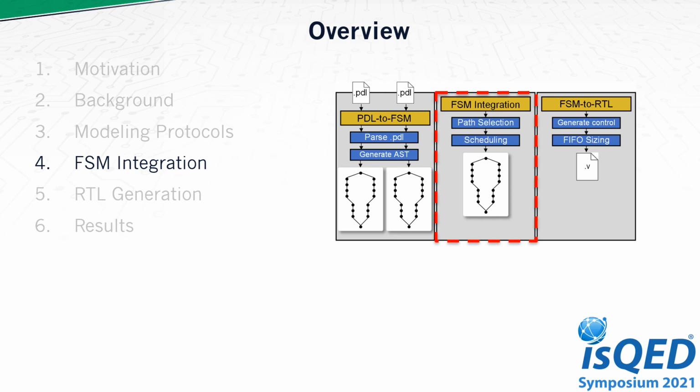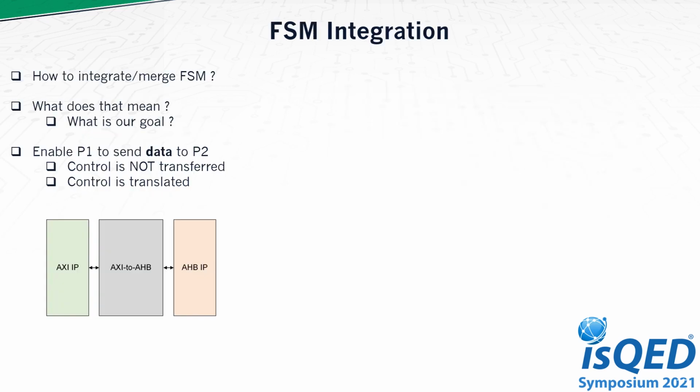So this brings us to the finite state machine integration part of the flow. Now that we have a method to generate models of our protocols, we can develop algorithms to take these data structures and synthesize a translator. So how can we integrate two finite state machines and then create a final finite state machine which will serve as a translator for the two protocols? Or first, what is even meant by integrating two finite state machines? Well, first we can define a goal. Our goal is to enable protocol 1 to send signals tagged with data in the PDL code to protocol 2.